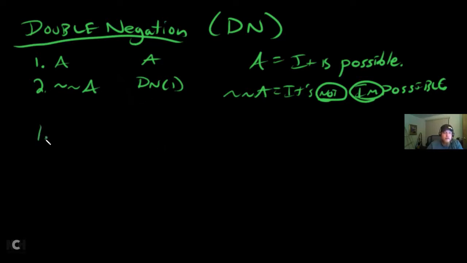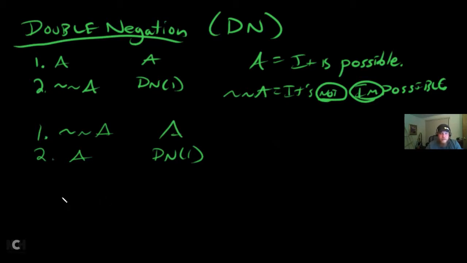If I had just squiggle squiggle A, okay, so you have an assumption. It's not impossible. I want you to prove that it's possible then. Oh, I can say, hey, line 2, A, double negation, line 1. So here's the deal. The way double negation works is as long as you have an even set of squiggles, it's always the same thing as having no squiggles.